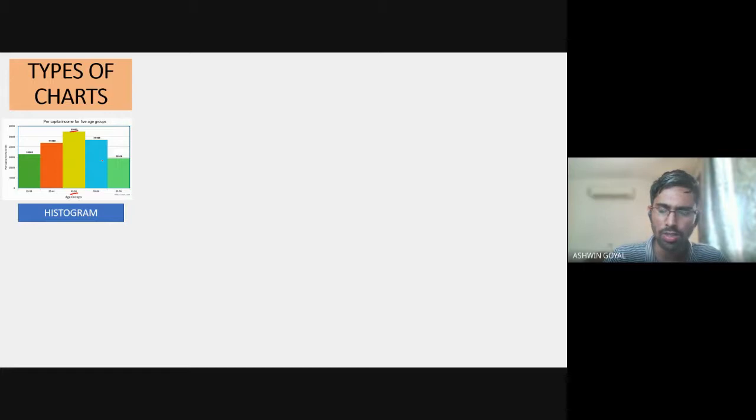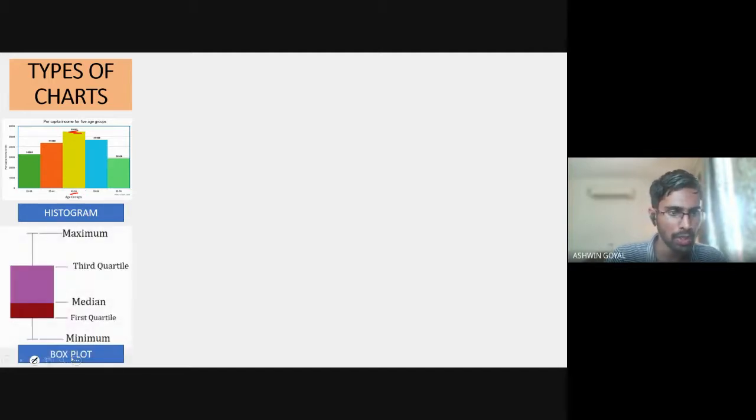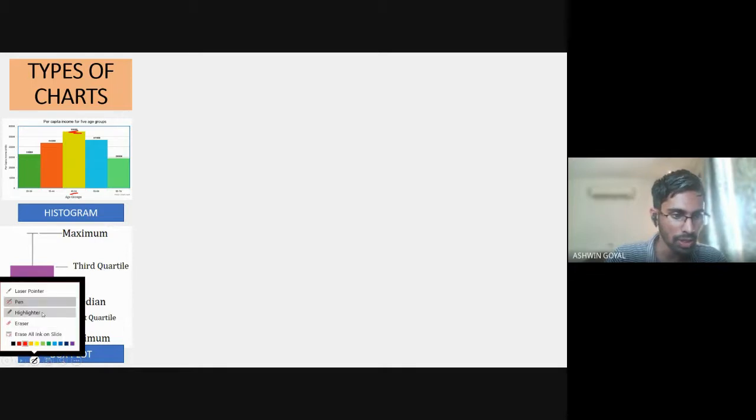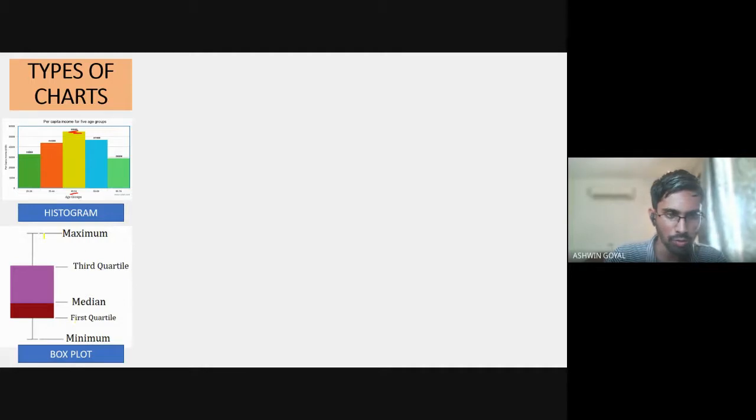So this usually tells you the distribution of something when there is more than one category, right? And for each category, it tells you the average number, the total number for that distribution. In this case, for example, 55,000 is the per capita income for the 45 to 54 age group. Then we have the box plot. Now this is again very important. Here we can easily identify outliers.